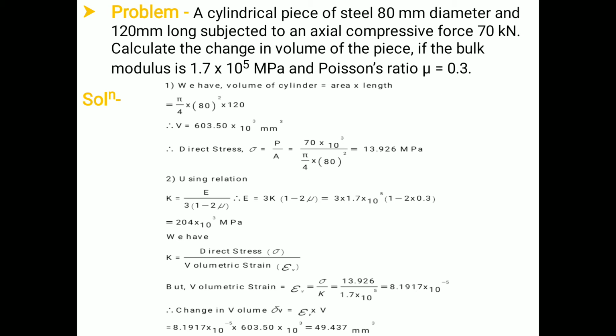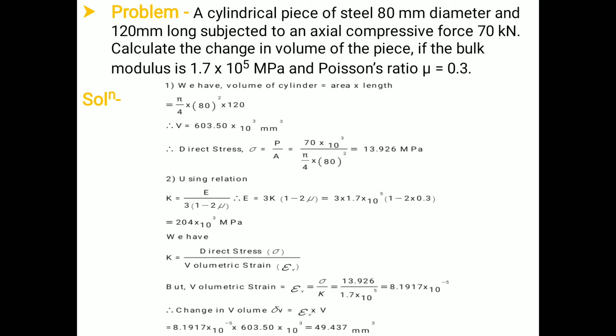Now we are going to solve a second numerical which is based on the concept of stress and the relation between the three elastic moduli. We have the problem statement: a cylindrical piece of steel 80 mm diameter and 120 mm long is subjected to an axial compressive force of 30 kN. Calculate the change in volume of the piece if the bulk modulus is 1.7 into 10 raised to 5 MPa and Poisson's ratio mu is equal to 0.3. Not Newton, it is only 0.3.